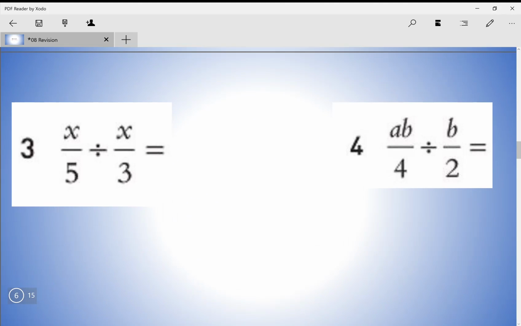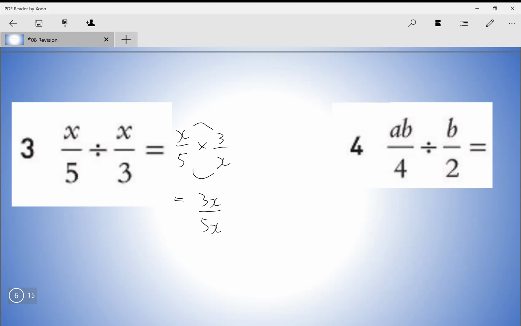So dividing algebraic fractions is similar. We leave our first fraction the way it is. We change our divide to a times, and then we flip the second fraction to what's called the reciprocal. The reciprocal of a fraction just means you flip it upside down. That's what we've done here. The reciprocal of x over 3 is 3 over x. And now we can do multiplication of the fraction the same way we did it before, top with top and bottom with bottom. 3x over 5x.